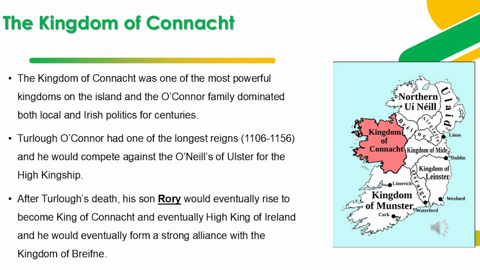Moving on to the Kingdom of Connacht. Connacht was one of the most powerful kingdoms on the island, and as I mentioned, the O'Connor family dominated both local and Irish politics for centuries, but particularly in the 12th century. Turlough O'Connor had one of the longest reigns, 1106 to 1156, and he would have been competing against the O'Neills of Ulster for that High Kingship. After Turlough's death, his son Rory would become King of Connacht and eventually High King of Ireland, and he would form a very strong alliance with the Kingdom of Breffni.